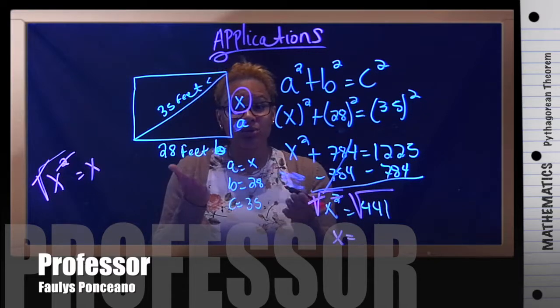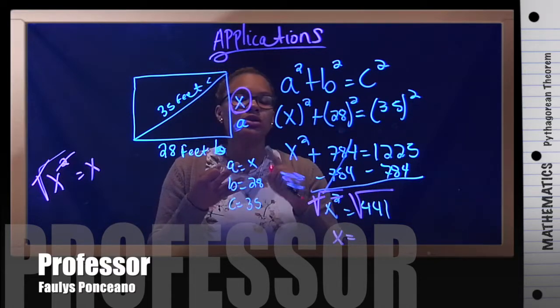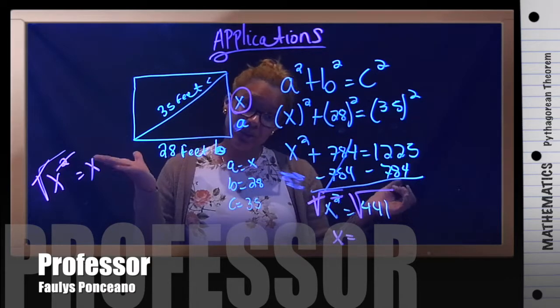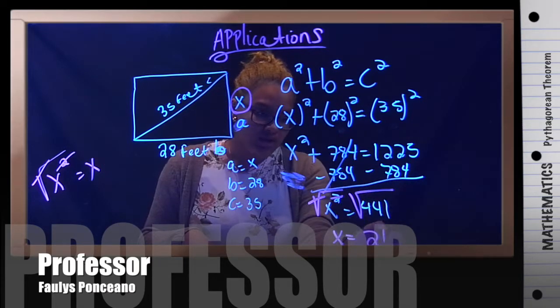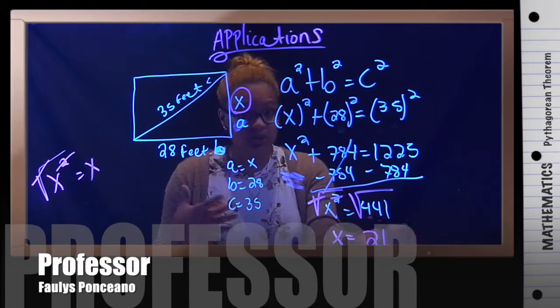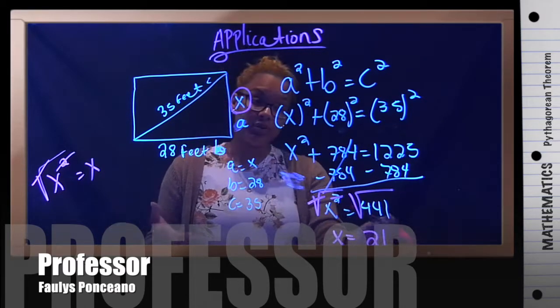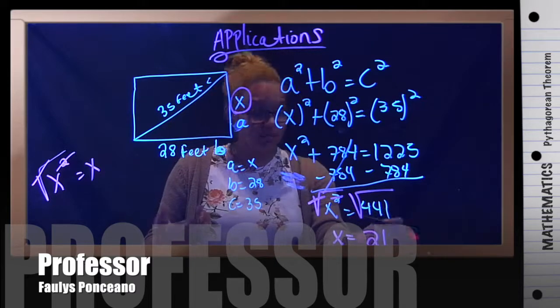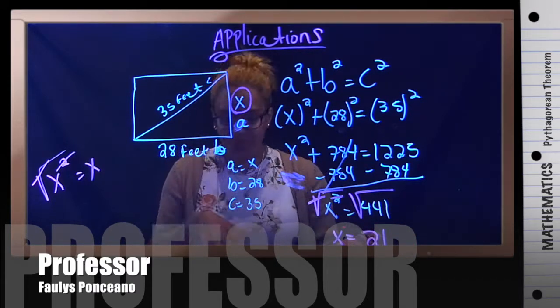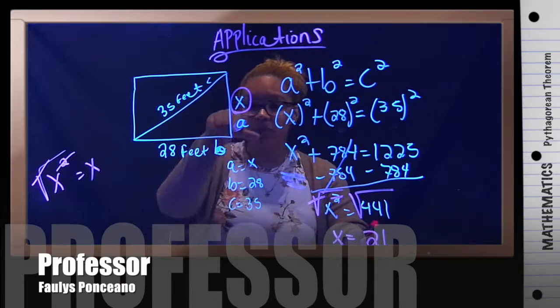So play with those numbers: 21, 22, 23, 24. In this case, it's 21. And you ask yourself, how do I play with these numbers? You multiply them. You simply say 22 times 22. What is that? Well, that's more than 441. Well, maybe it's less. And it's 21 times 21. And that's your answer for the width, 21.